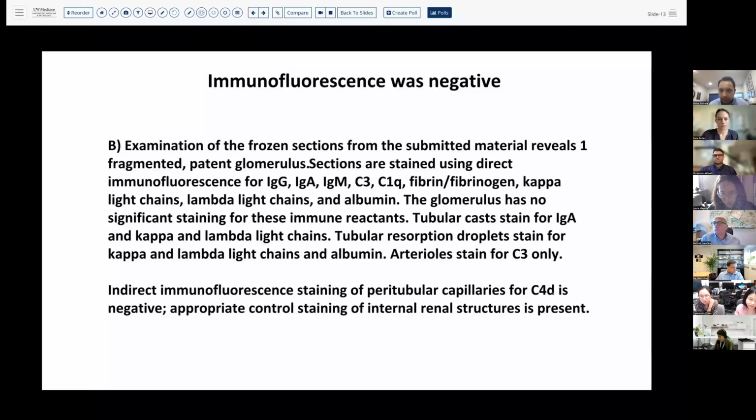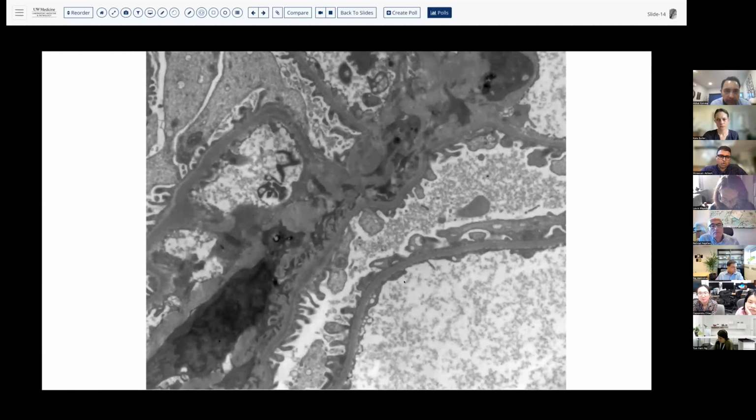So the third type of modality that we have in our kidney biopsies is electron microscopy. Now, in transplant biopsies, we don't always perform electron microscopy, but in this case, since we saw FSGS, segmental sclerosis, which can be associated with proteinuria, we performed electron microscopy in this case.